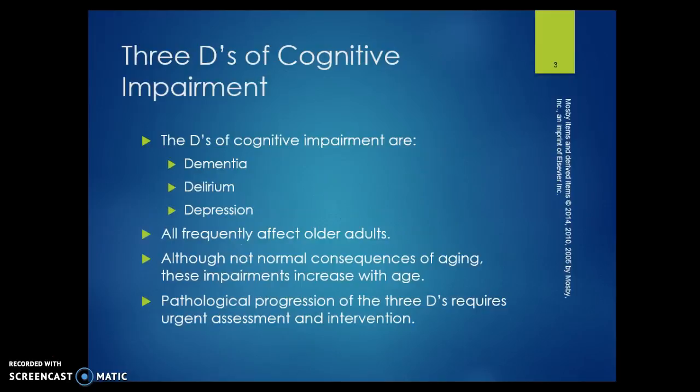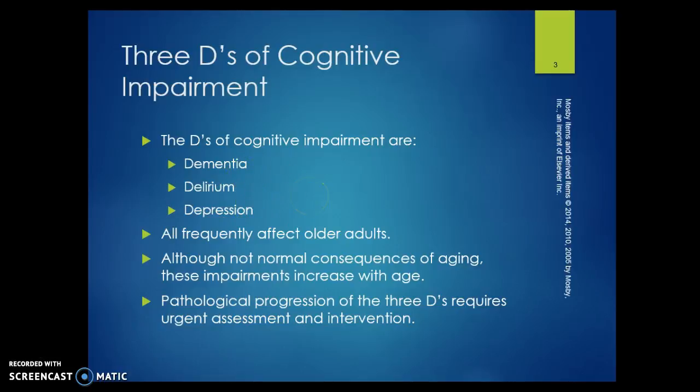So the 3 Ds of cognitive impairment, and again, we learned about all 3 of these last term, so some of this will be refresher, are dementia, delirium, depression. Remember, with dementia, it's not going to get better. It continues to get worse. Delirium can be reversed. In depression, we learned about depression quite a bit, and you guys know what that is.